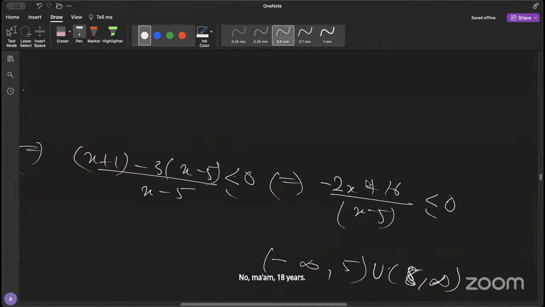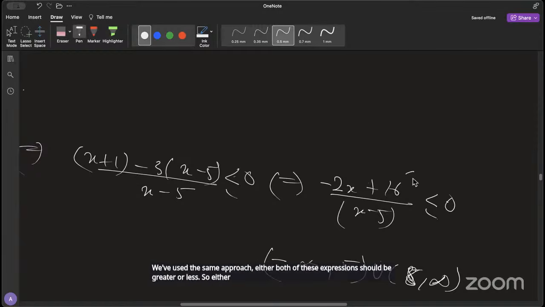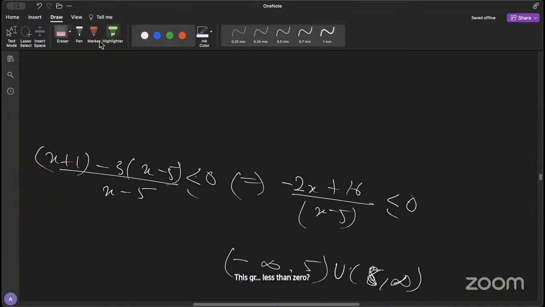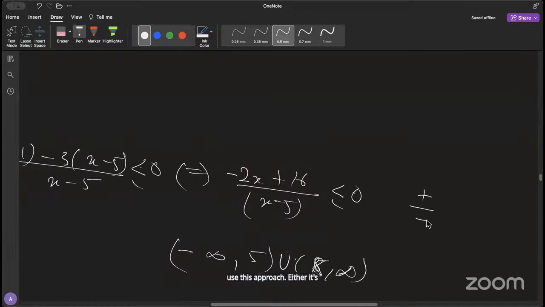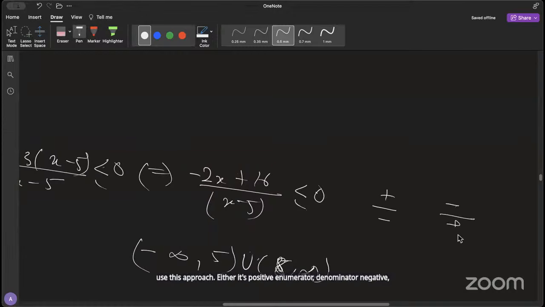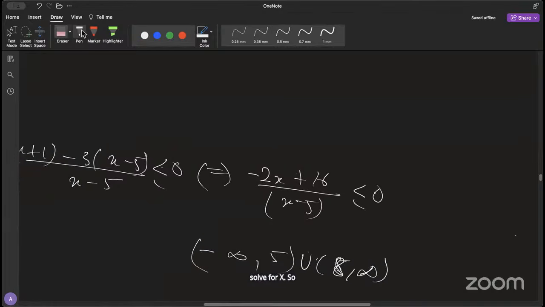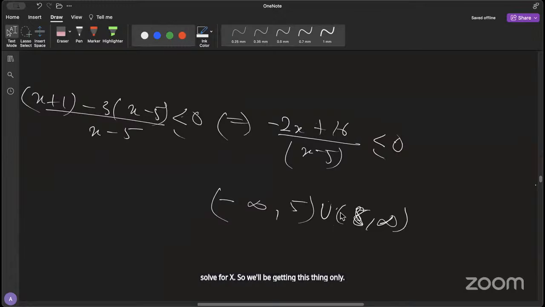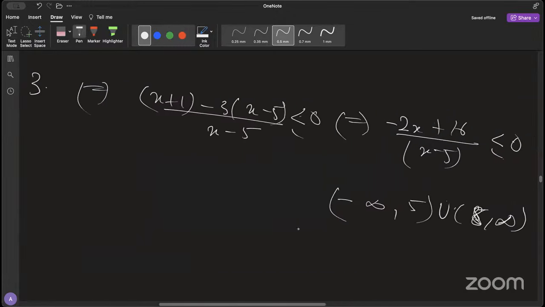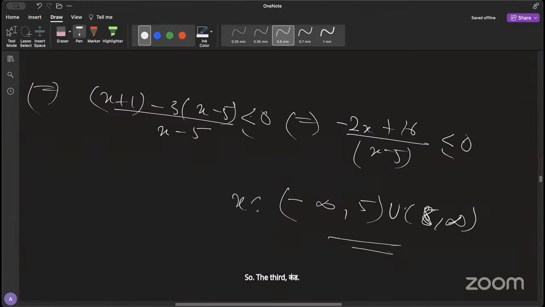We've used the same approach. Either both of these expressions should be less than 0, so either it's positive in the numerator and negative in the denominator, or negative here and positive here. And then we've solved for x. So we'll be getting this thing only. Okay. So the third condition is this, that your x should belong to this, right?